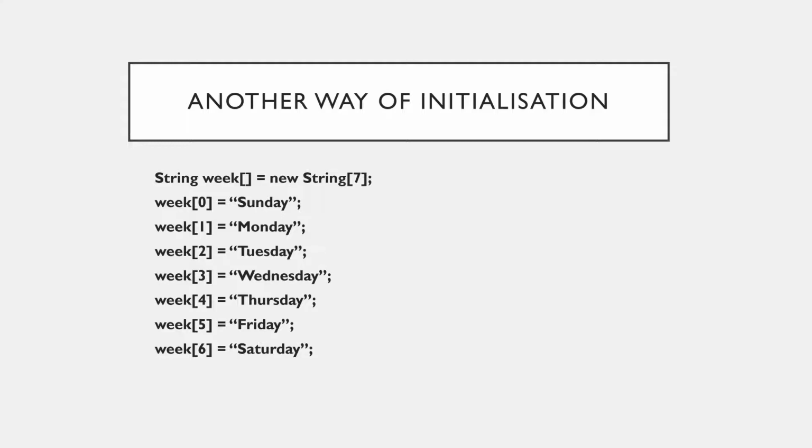So you can see week square bracket 0 equals to Sunday. Week square brackets 1 equals to Monday. So here we are individually assigning each day of the week as a string inside the array, starting from 0, that is the first element, to 6, that is the last element of this array. So here you can see array name, square brackets, index number, equals to the element to be stored.